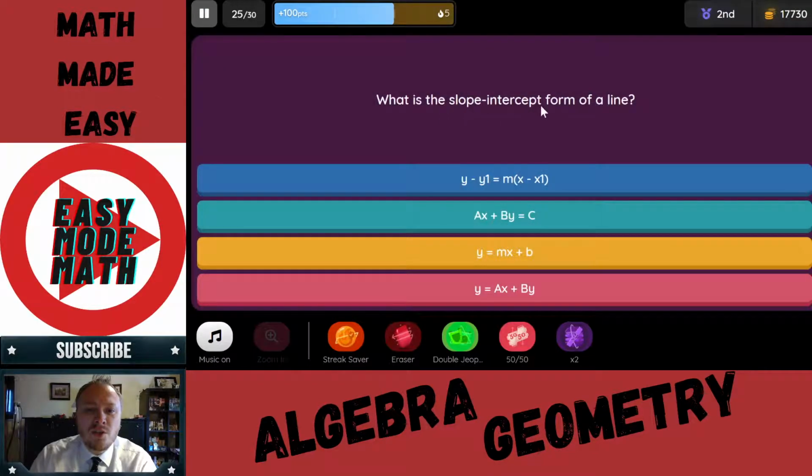What is the slope-intercept form of a line? Which formula will the slope-intercept form be? We should know this one. It's the most commonly used formula for linear equations. Take a minute, think about it, get it right.